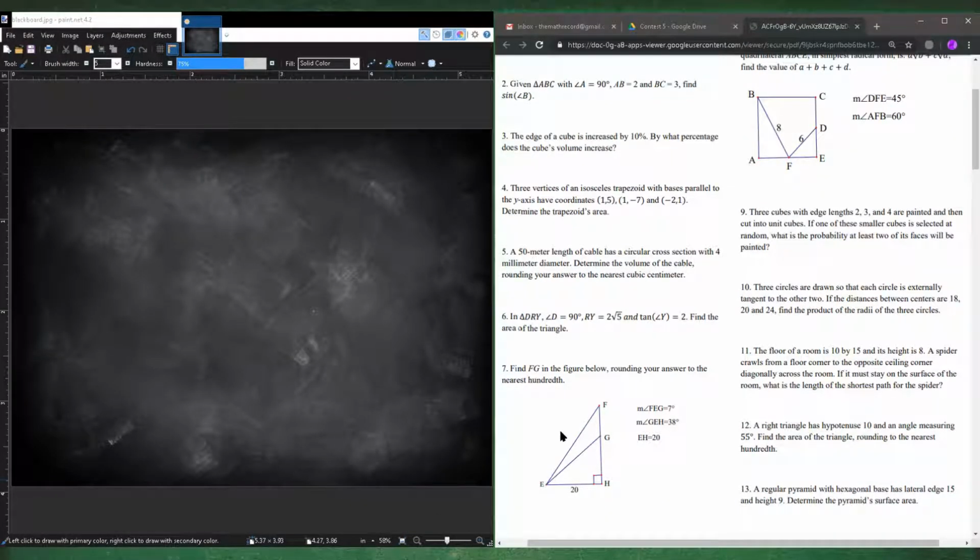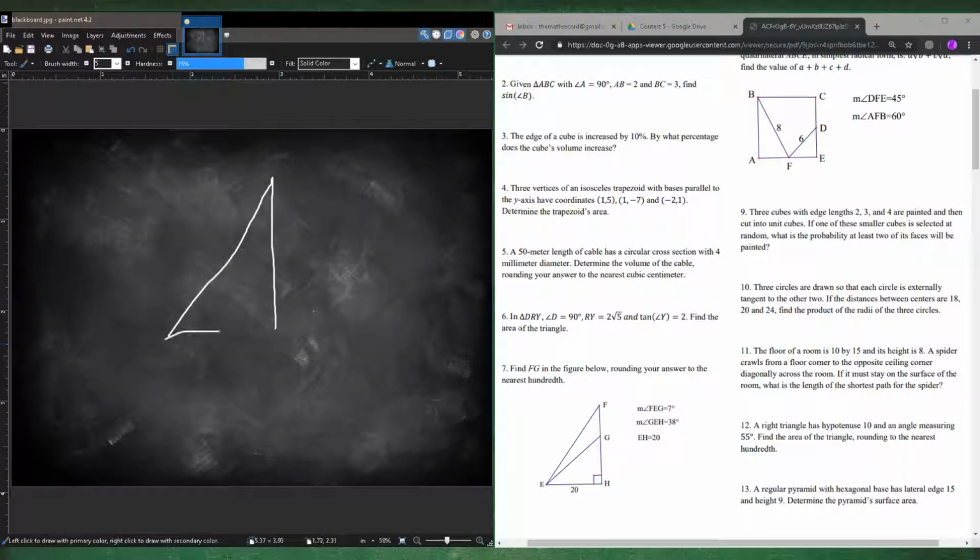Question 6. Triangle DRY, where angle D is 90. So let's kind of draw that out. So triangle DRY, where D is the 90 degrees. RY is 2 square root 5. And the tangent of Y is 2.